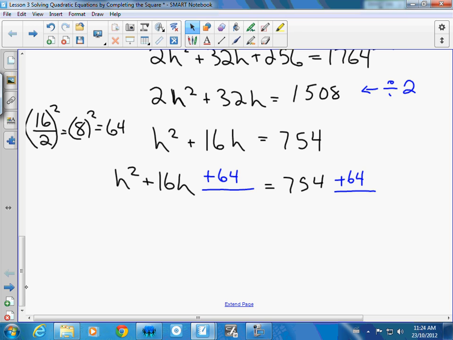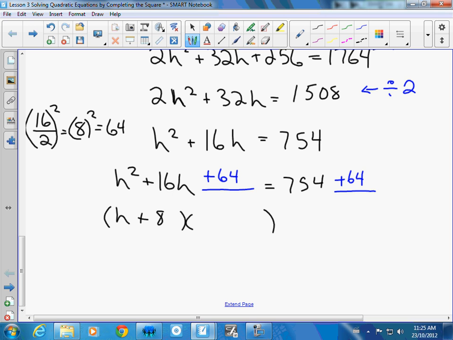Is this two binomials? So h plus 8, h plus 8 equals, can you do this part? 754 plus 64 is 818. Okay, well, you know what, I'm going to combine this because I want to save myself a little bit of room because I'm lazy here. There we go.